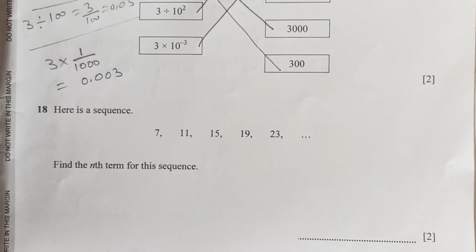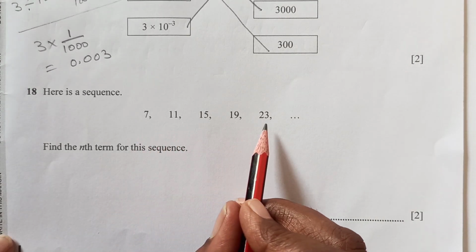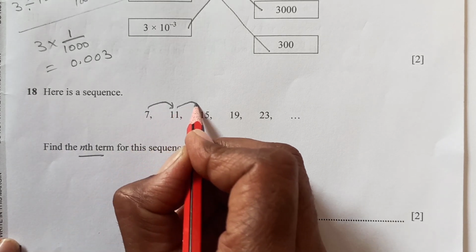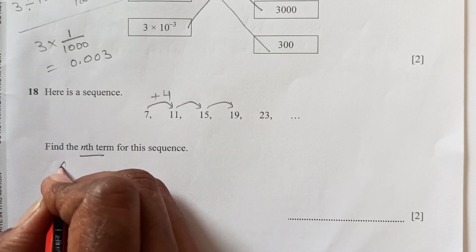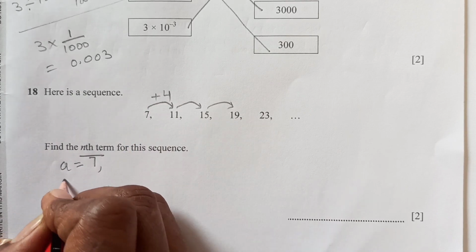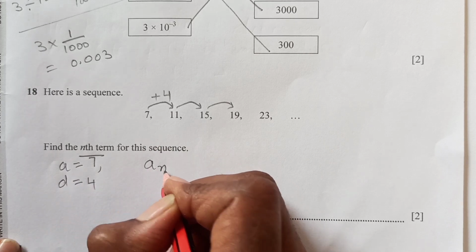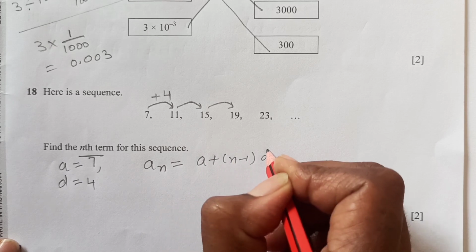So now number 18, here is a sequence 7, 11, 15, 19 and 23. Find the nth term. So you see the second term that we are getting from the previous by adding 4. So first term is 7 and common difference is 4. You know that the formula of nth term is a plus n minus 1 into d.